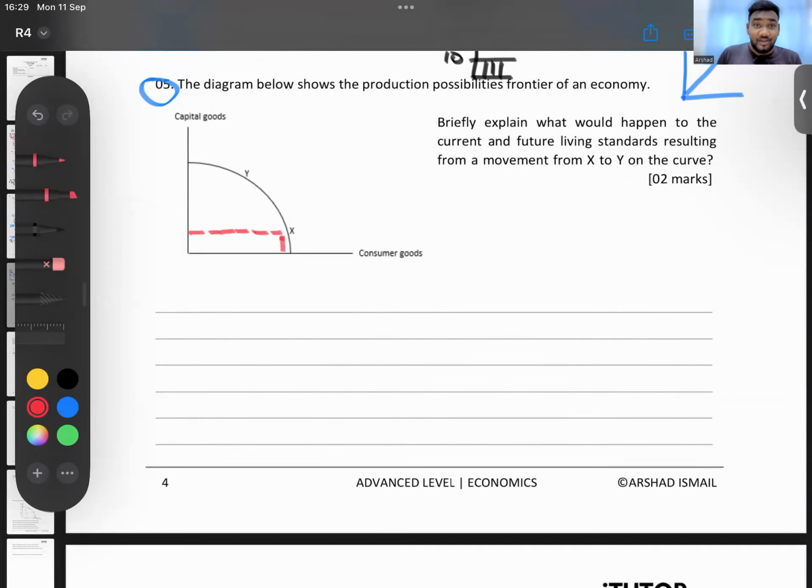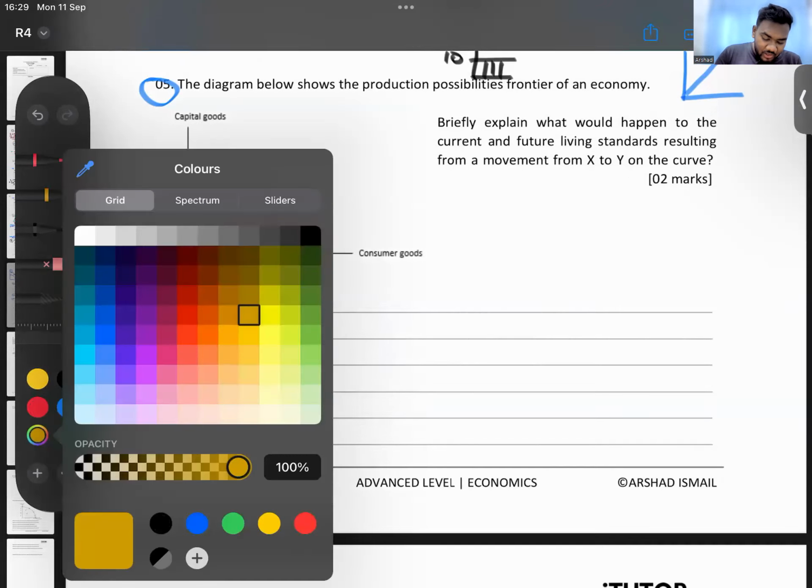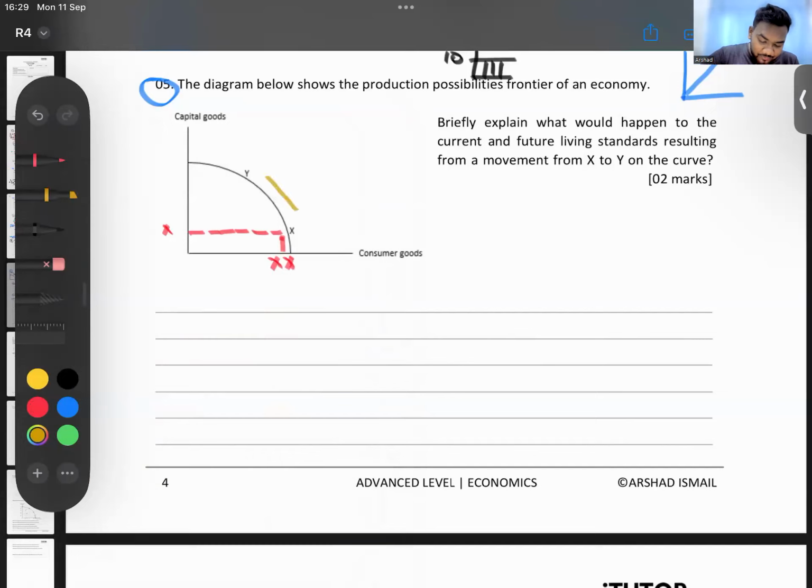So currently what are we doing? We are producing very little capital goods and we are producing a lot of consumer goods. Okay. From this point, we are going to do what? We are going to move from X to Y now. We are going to move from here to here. When we move from X to Y, at point Y, we are producing a lot of capital goods. Considerably lesser amount of consumer goods.